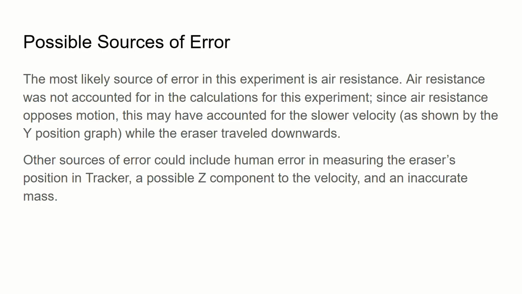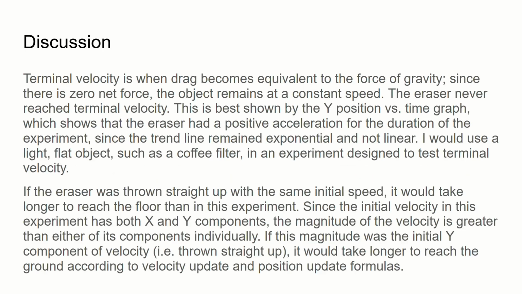Other possible sources could have been human error in measuring the eraser's position in Tracker. There may have been a possible z component to the velocity that wasn't accounted for. And then the mass of the dry eraser may have been inaccurate since it wasn't actually measured in the lab. It was estimated based on online information.